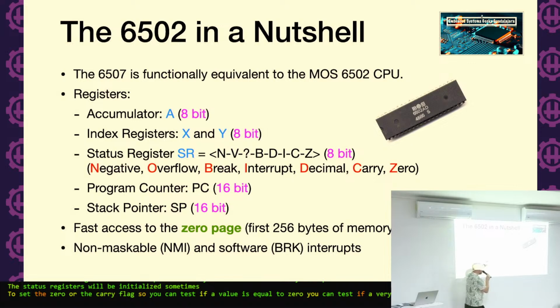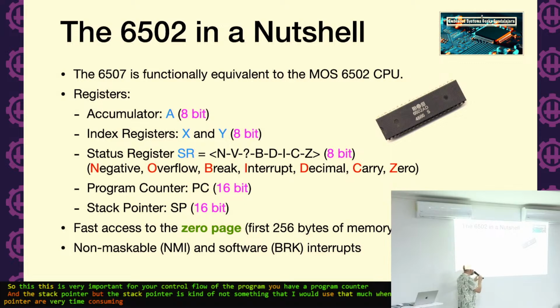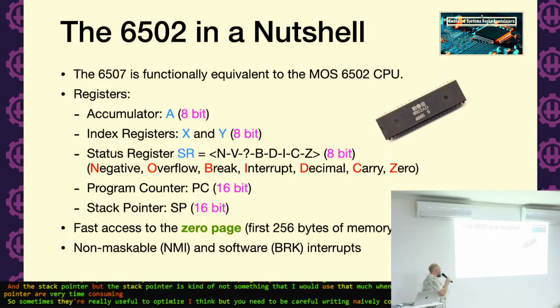You have a program counter and a stack pointer. But the stack pointer is kind of not something that I would use that much when I write these games, because the operations on the stack pointer are very time consuming. So sometimes they're really useful to optimize, I think, but you need to be careful writing code naively. So sometimes a direct branch can be quicker than a stack pointer.